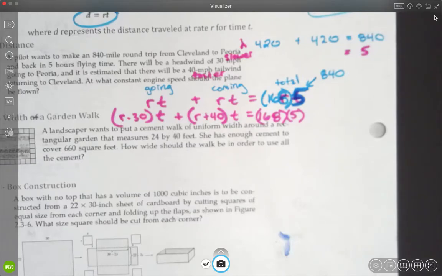Okay. What about the 840? Have we fully used distance? We haven't done anything with the 420 yet. I think this would be rate times time. 420 and 420. You're going to subtract that by 30.